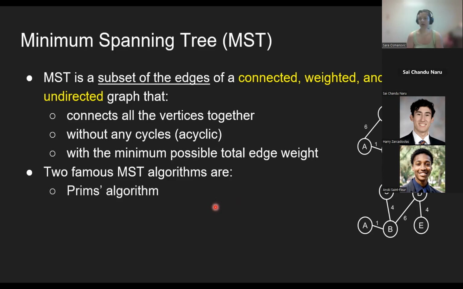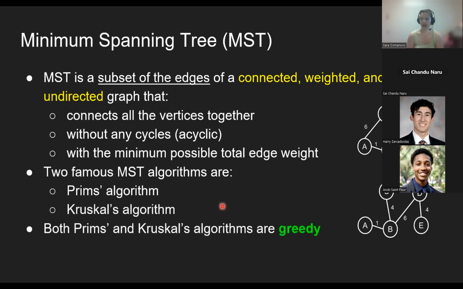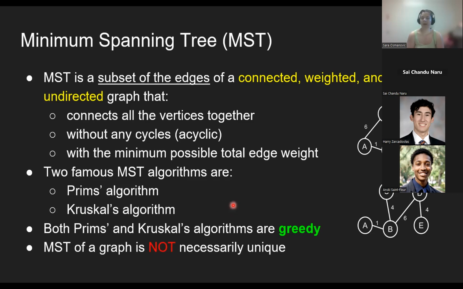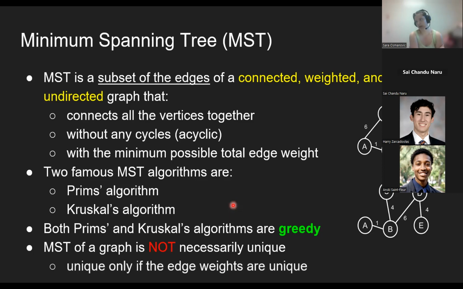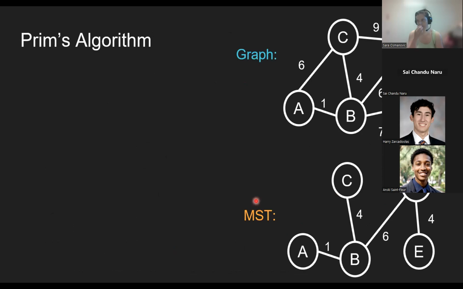Two MST algorithms that are quite famous and that we will cover are Prim's algorithm and Kruskal's algorithm, and they're both greedy algorithms. A minimum spanning tree of a graph is not necessarily unique. It will be unique only if the edge weights are unique. So if you don't have any weight duplicates, the MST will be unique. If you do have duplicates, you might have multiple possibilities for a minimum spanning tree.